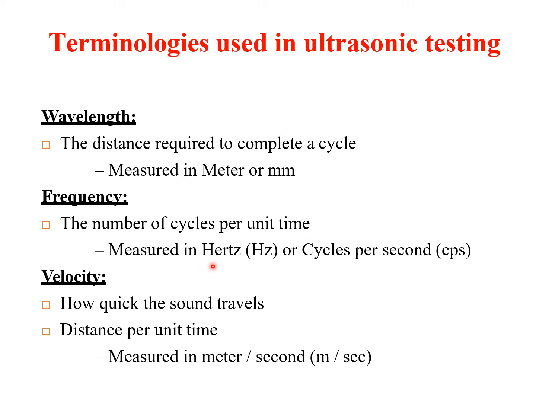It has a unit hertz, measured in hertz or cycles per second, CPS. Then comes the velocity. Velocity represents how quick the sound travels inside a medium. It is actually represented as a distance per unit time. It is measured in meters per second or centimeters per second.